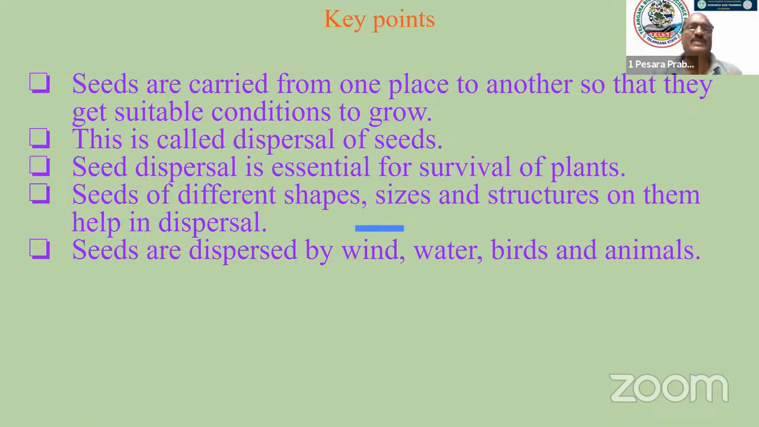Okay, if not, what will happen? We discuss. All the seeds fall on the same ground, the same place. There is a competition for sunlight, water, place, minerals, etc. They would not grow. Seeds of different shapes, sizes, and structures help in dispersal. It means different types of plants may produce different types of seeds and different mechanisms for seed dispersal. Seeds are dispersed by wind, water, birds, animals, and particularly human beings also.